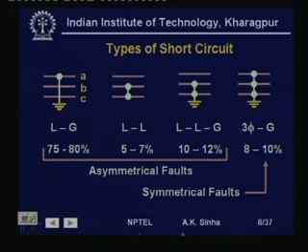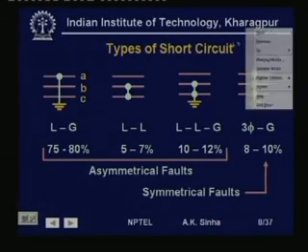Then another kind of fault is when two lines are shorted and this gets shorted to the ground, which we call a double line to ground fault or LLG fault. Around 10 to 12% of the faults are of this type. Mostly when we have a line to line fault, many times this also becomes a line to ground fault, because one of the conductors gets faulted to the ground as well.